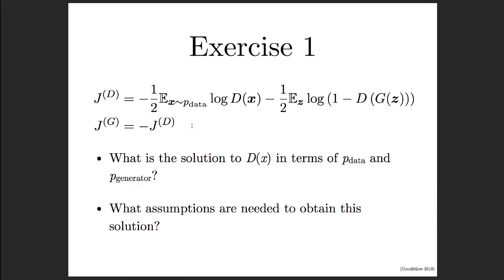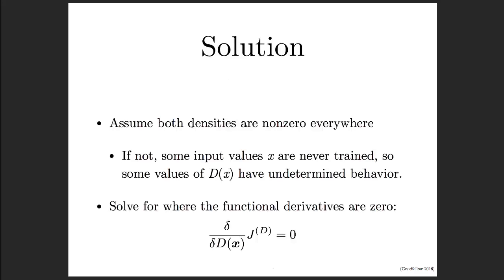So the solution to exercise 1, and as you recall, if you were paying attention to the questions rather than to the exercise, we're looking for the optimal discriminator function D(x) in terms of p_data and p_generator. To solve this, it's best to assume that both p_data and p_generator are non-zero everywhere. If we don't make that assumption, then there's this issue that some points in the discriminator's input space might never be sampled during its training process, and then those particular inputs would not really have a defined behavior because they're just never trained.